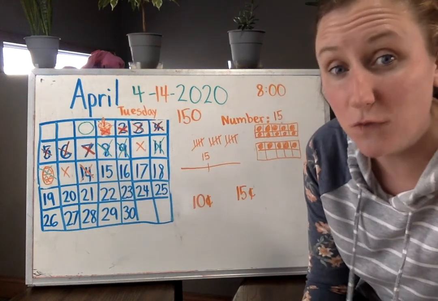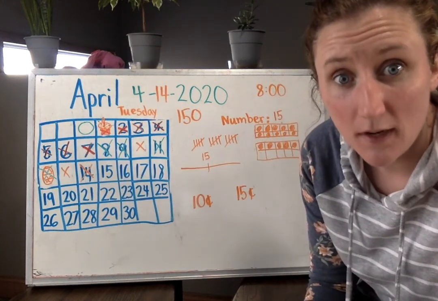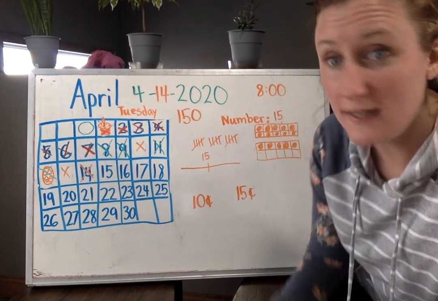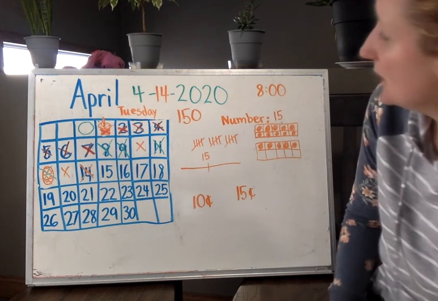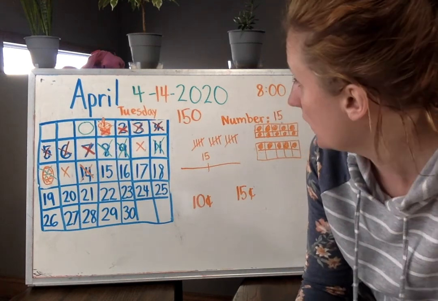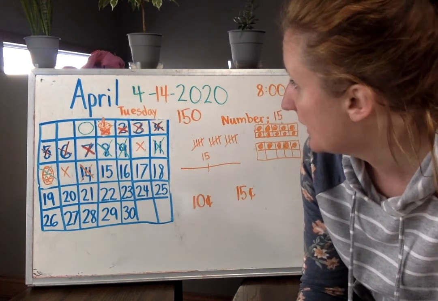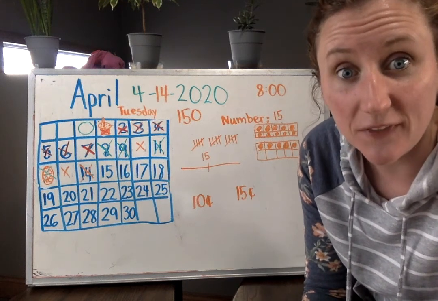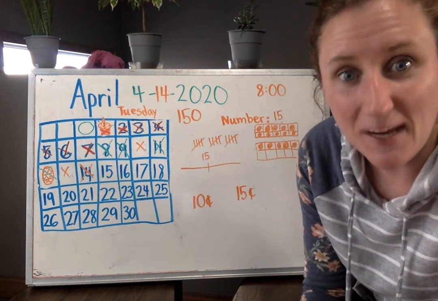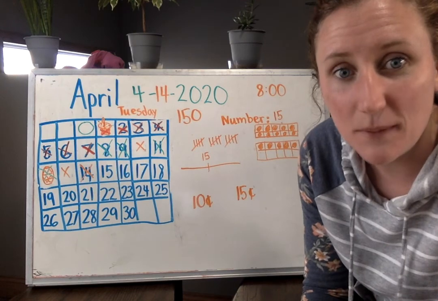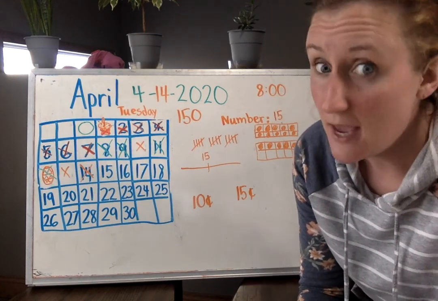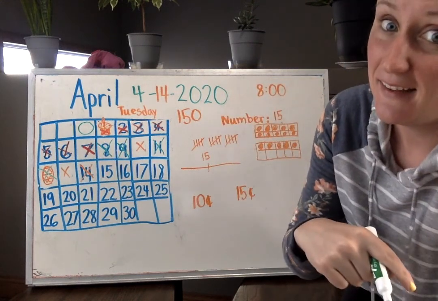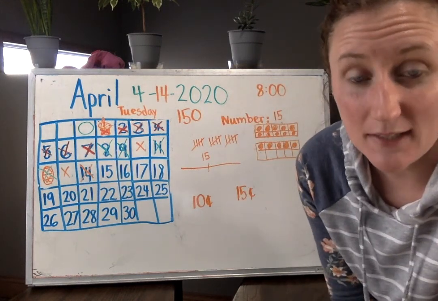Today is April 14th. Remember, the number 14 is the number 1 and 4. And I went ahead and put my code date in there. So our code date today is 4/14/2020. It is April 14th. Can you say that with me? April 14th. Remember, the number 14 is a 1 and a 4 together. Yesterday was Monday. So today must be what day, kindergarten?